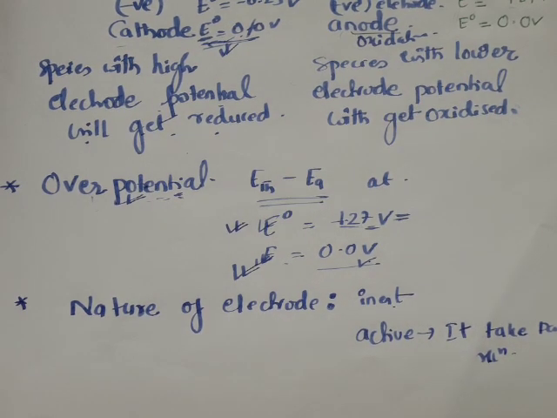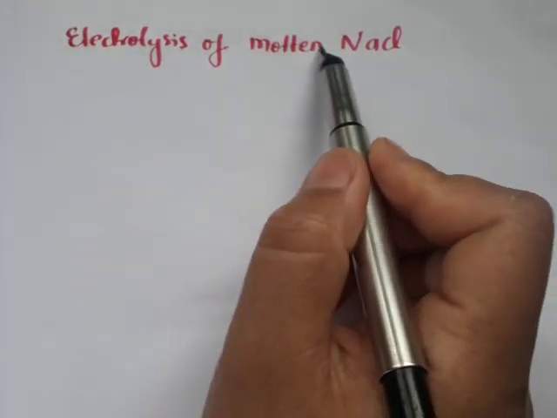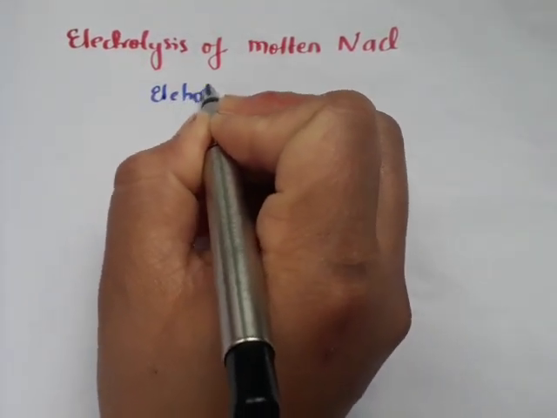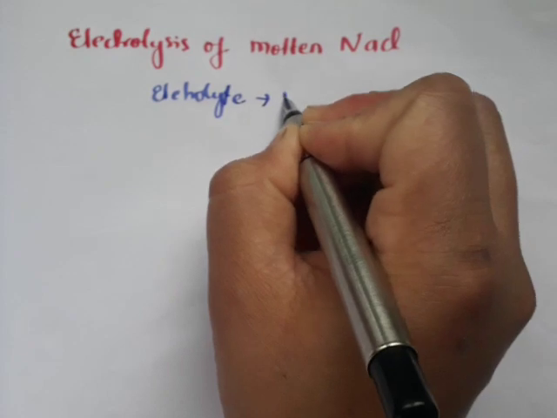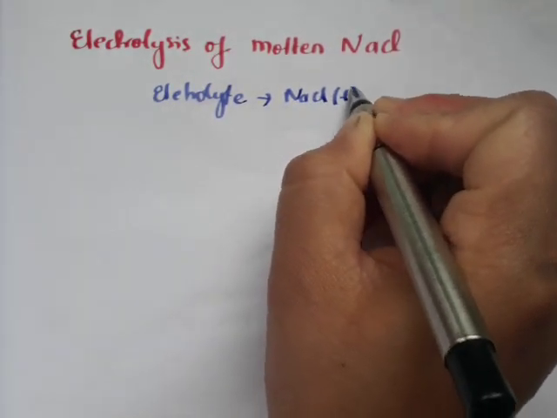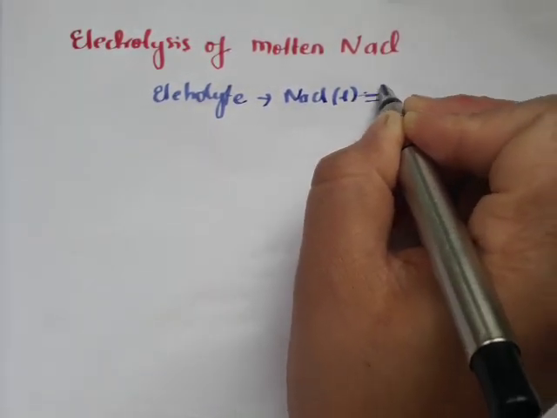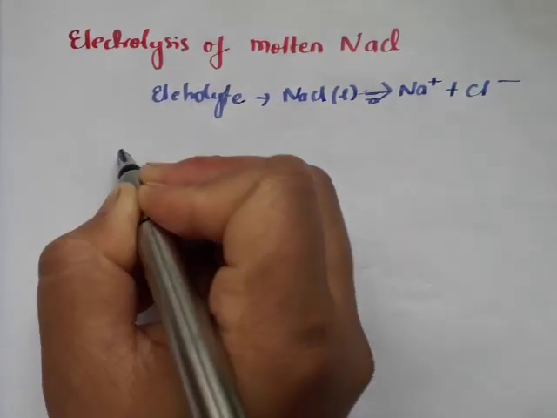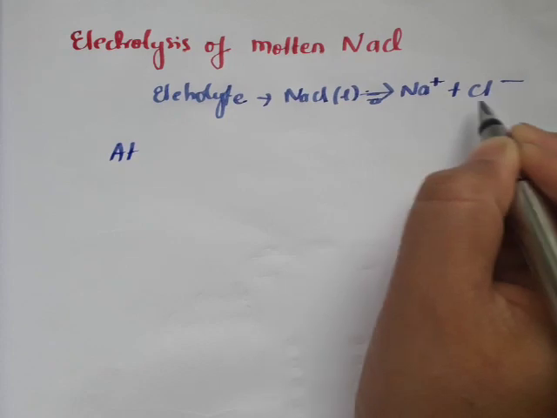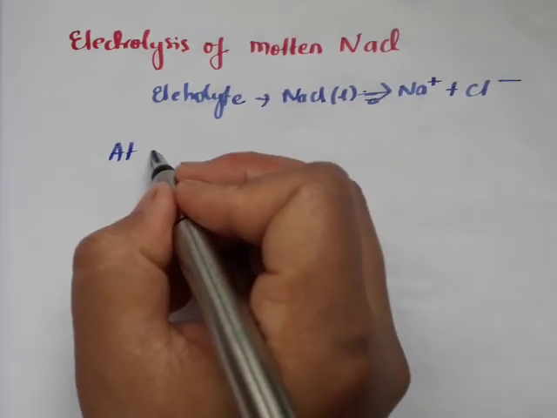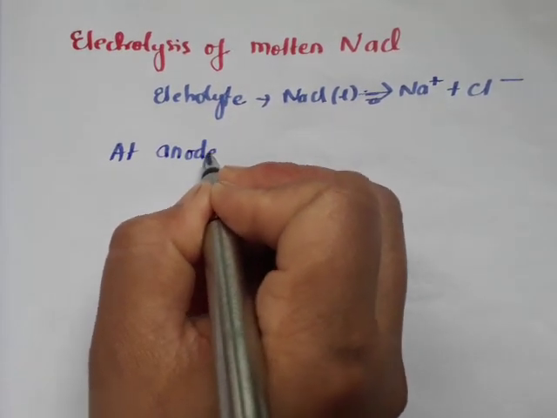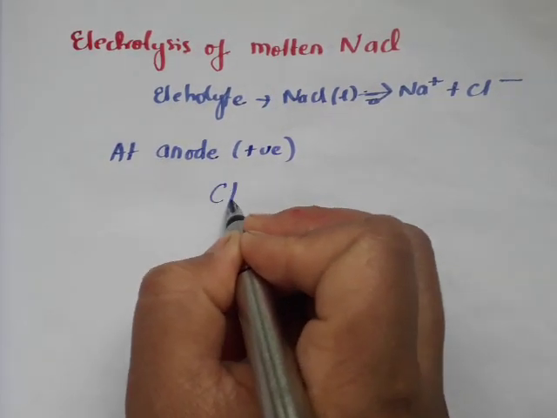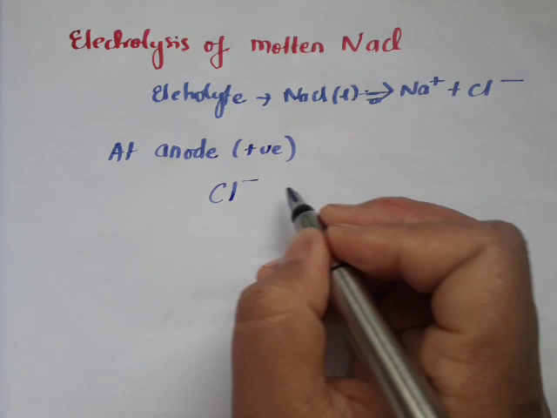Okay. Now let us discuss the electrolysis of molten NaCl. So here the electrolyte is NaCl in liquid state, molten, and we know that in the liquid state it conducts electricity because ions are present, right? Now there is no problem at all because there is only one kind of positive and negative ion. So at the anode, which is the positive electrode, which ion will migrate? The negative ion. So chloride will migrate there and get oxidized.